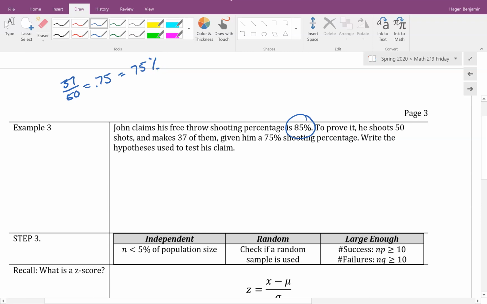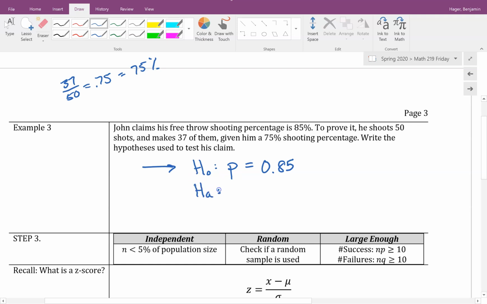So, the null and alternative hypotheses. Well, for the null hypothesis, again, what's the parameter that's being studied? Is it a mean or a proportion? It's a proportion because it's a percentage, and proportions are percentages. The null hypothesis always uses an equal sign. What is the status quo? What is the claim? John claims that he's at 85% or 0.85. That is the baseline claim, and we assume that's true unless the evidence suggests otherwise, right? We assume innocent until proven guilty. We assume that's true unless the data suggests otherwise.